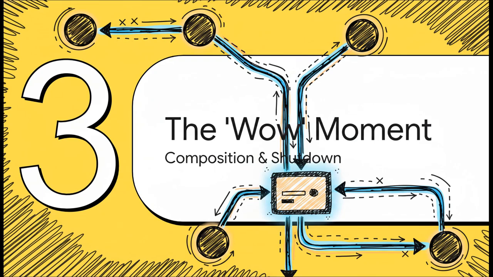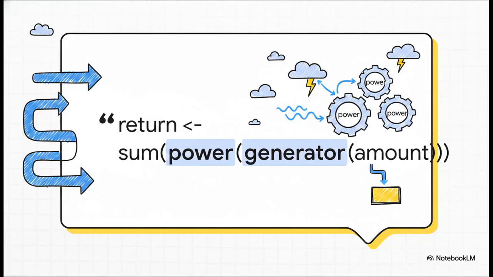Okay, so we've built our 3 independent stages. They're like 3 separate Lego bricks. Now, for the best part, how do we click them all together? This is where the beautiful design of Go's channels and functions really shines. Just look at that. It's a single, beautiful, elegant line of code.